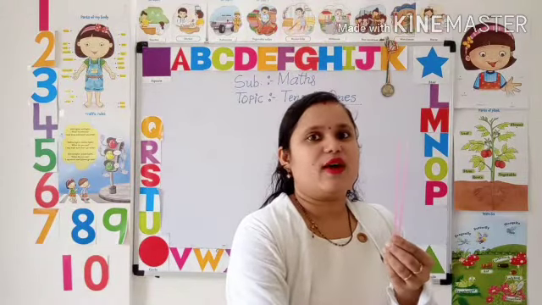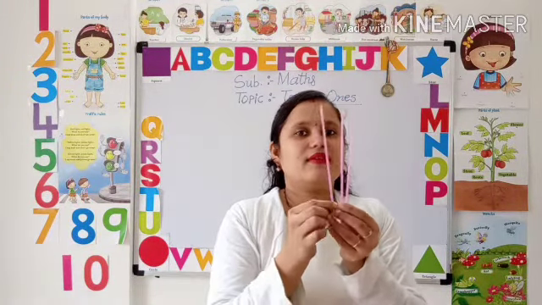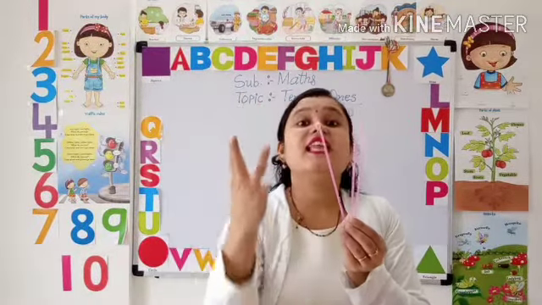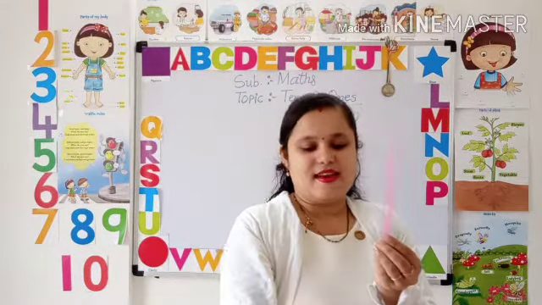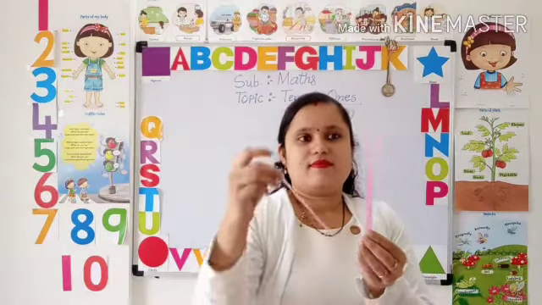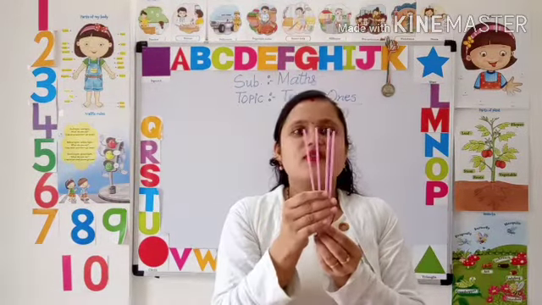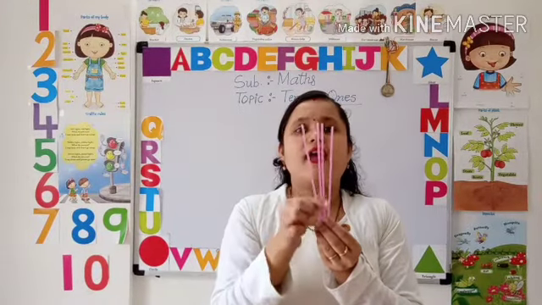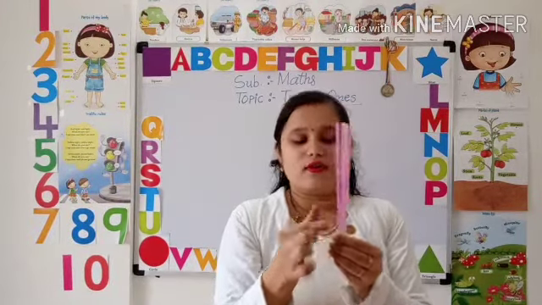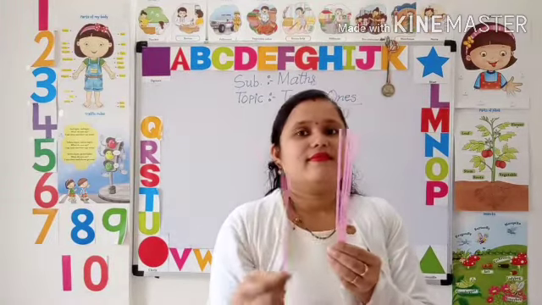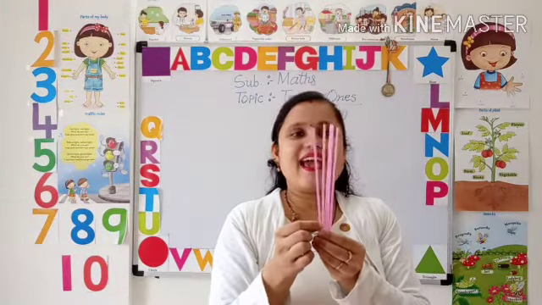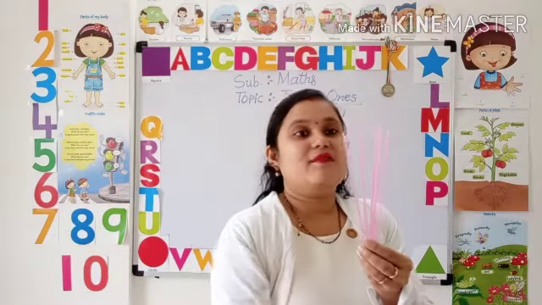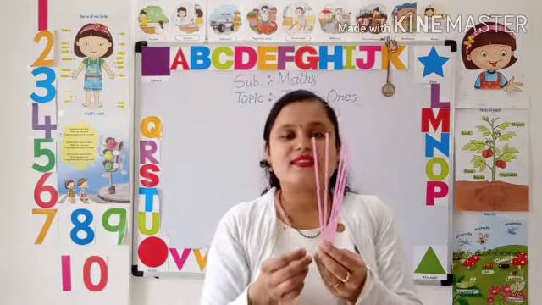Now I am going to add 1 more. It means 1, 2, and 3. 3 ones. Now, how many straws do I have? 1, 2, 3, and 4. Now, yes, 5. Very good. It means 5 ones.